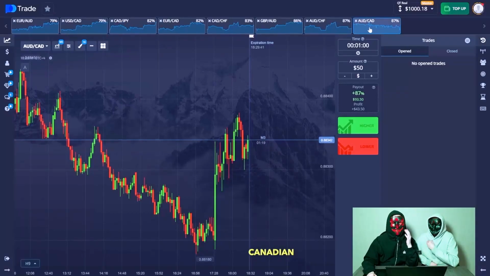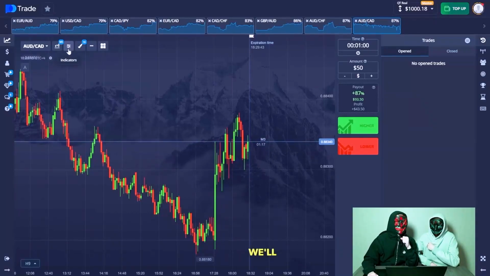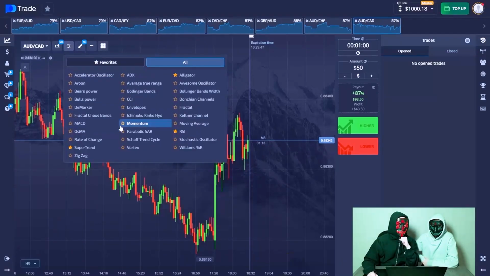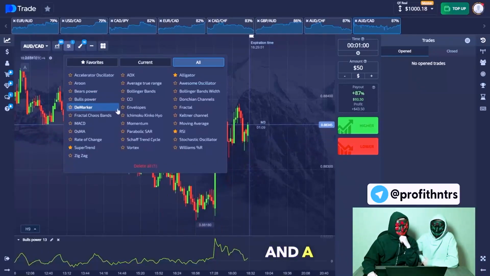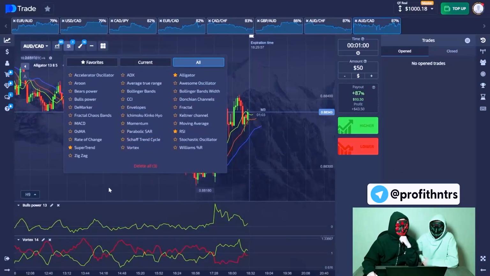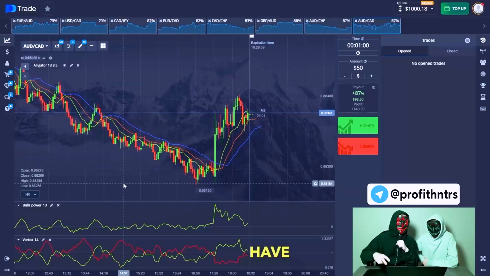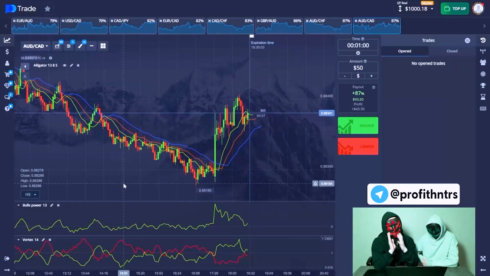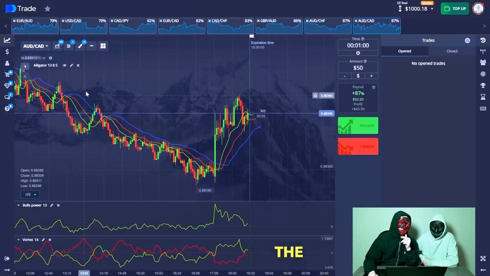Australian dollar, Canadian dollar. Now, we'll add some indicators which are very crucial that we'll show you now. Add Bull's Power, include an Alligator, and a Vortex as well. Keep in mind we have 2 oscillators and 1 key indicator, and now we'll walk through the settings, friends.